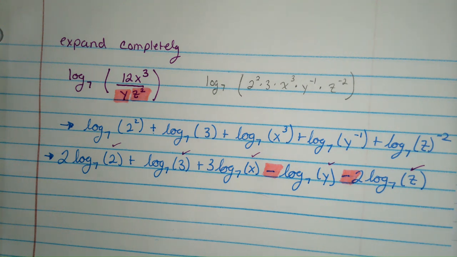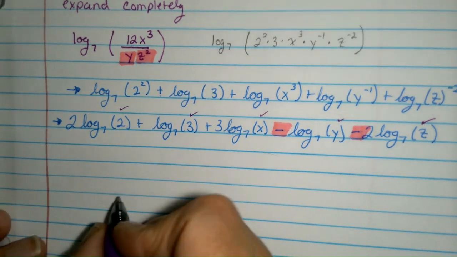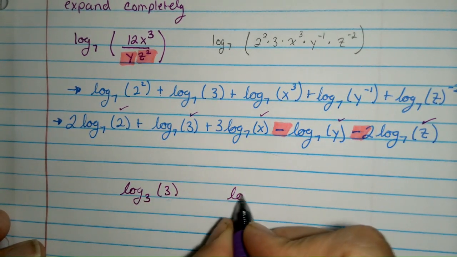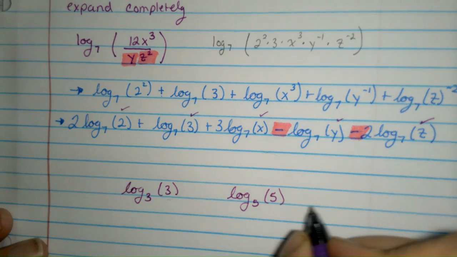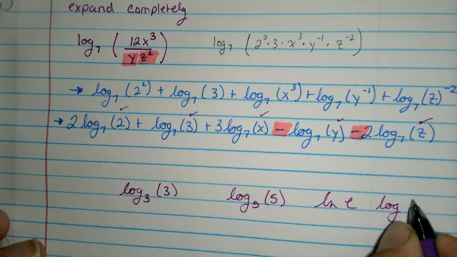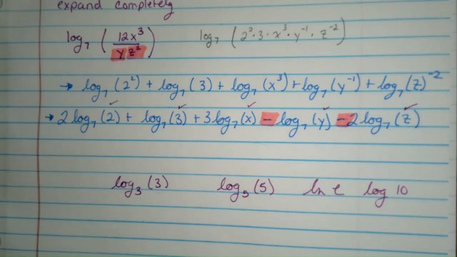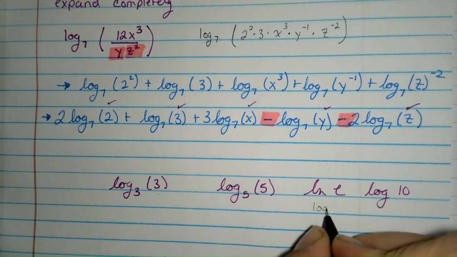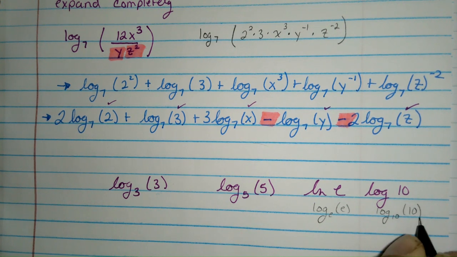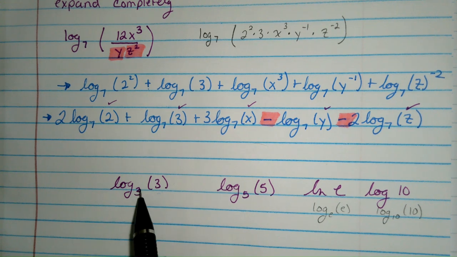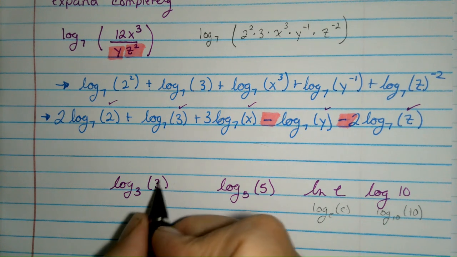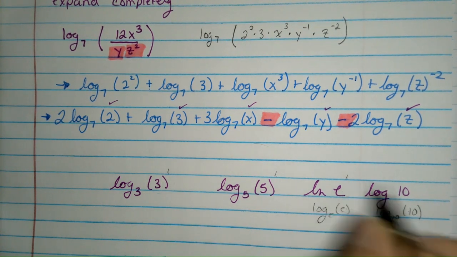Before I go on any further, I want to note a couple things. If I have log base 3 of 3, or log base 5 of 5, or natural log of e, or common log of 10. Remember, natural log of e is really log base e of e. Common log is really log base 10 of 10. So you'll notice that the base and the number match every single time, right? And this is a power of 1, a power of 1, a power of 1, a power of 1, right?